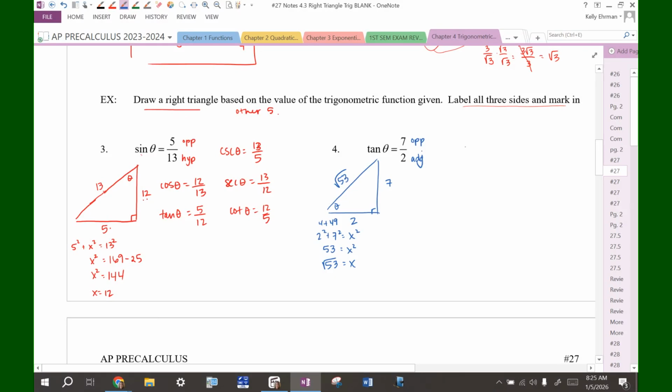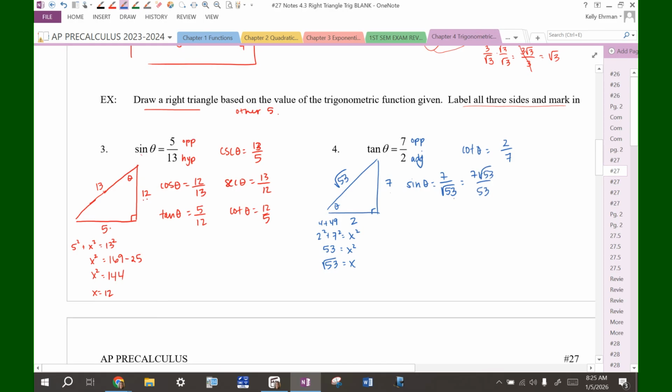So we have tangent. Let's go ahead and write cotangent theta. It's just the reciprocal, 2/7. Even if you mess up the rest of the triangle somehow, you at least should get 1 point for the reciprocal answer. Okay, and then let's go through. Sine theta is opposite over hypotenuse. And that's rationalized 7 radical 53 over 53.